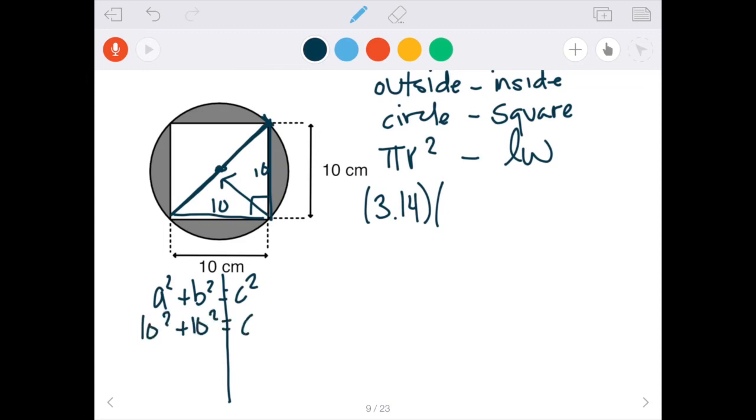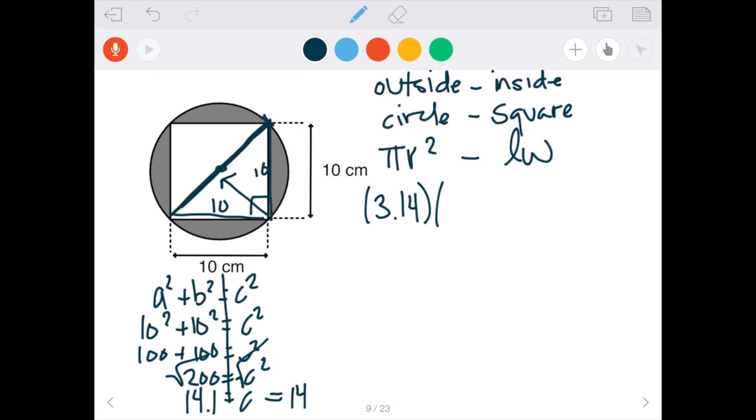10 squared plus 10 squared equals c squared. 100 plus 100, 200, square root it. Let's see what the square root of 200 is. Whoops, I accidentally squared it. There we go. Okay, it's 14.14. You know what? I'm just going to call it 14. If you kept it at 14.1, that's perfectly fine.